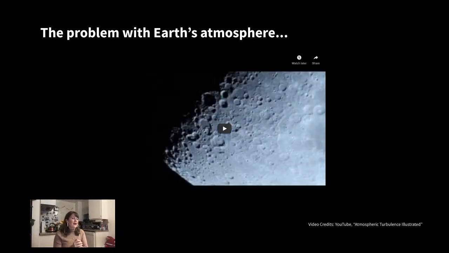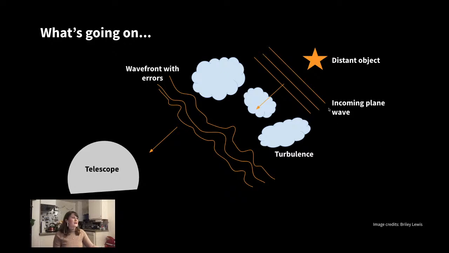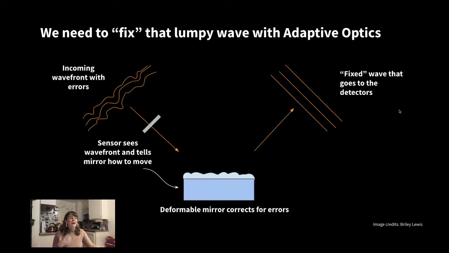So this is called turbulence, and it pretty much happens when there's different temperatures of air that make the light refract through it differently. So a way to imagine this is you've got a distant object like a star, and then you've got your incoming light waves from that star. And when they're coming towards us, they're pretty much perfect plane waves, just traveling through the vacuum of space. But then they hit the atmosphere and all this turbulence, and then what comes out of that is a wavefront with a bunch of aberrations that's coming to our telescopes. We have that lumpy wavefront that's going to end up with that blurry image, like we saw in the video. So we need to fix that lumpy wavefront. So this is problem one, dealing with the atmosphere.